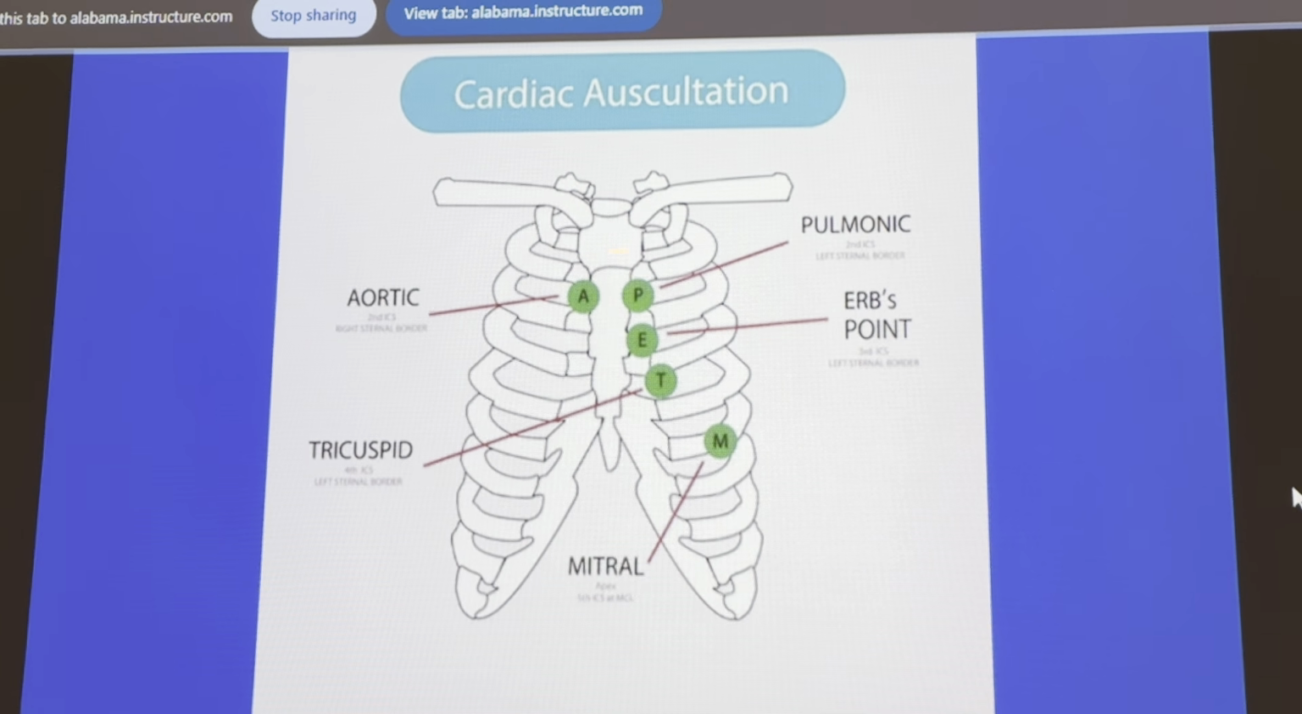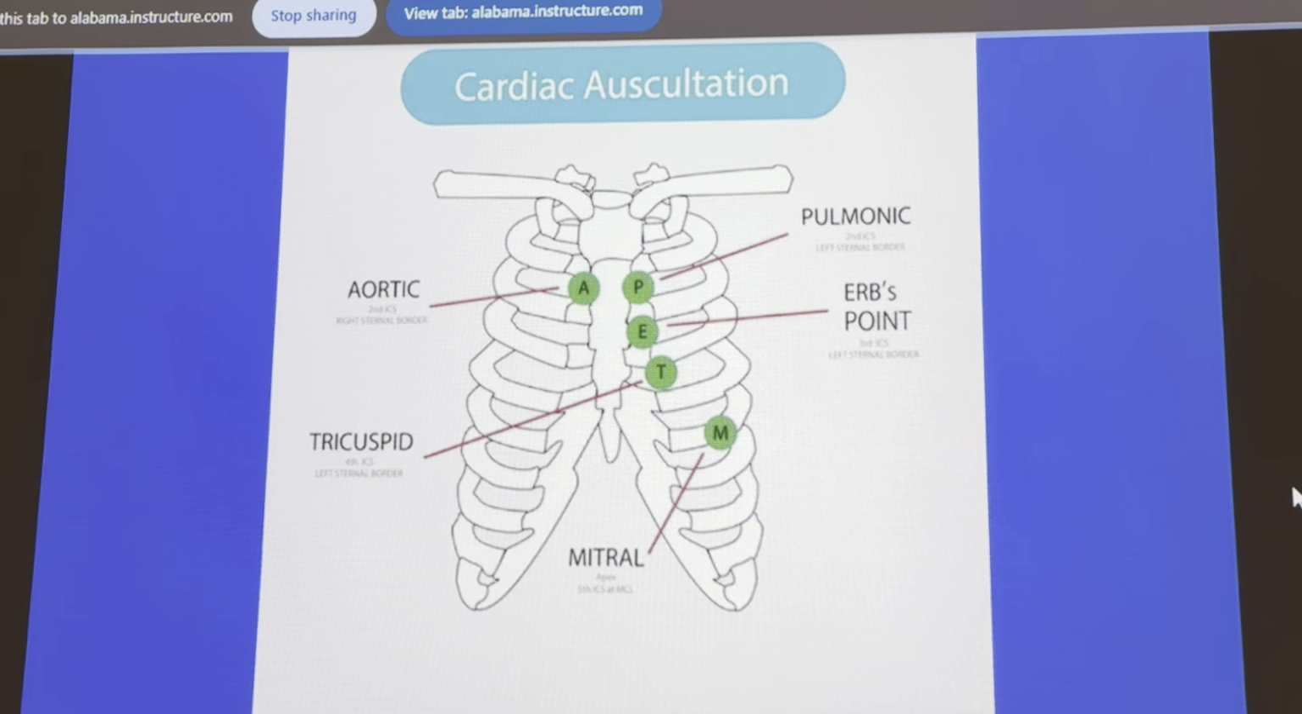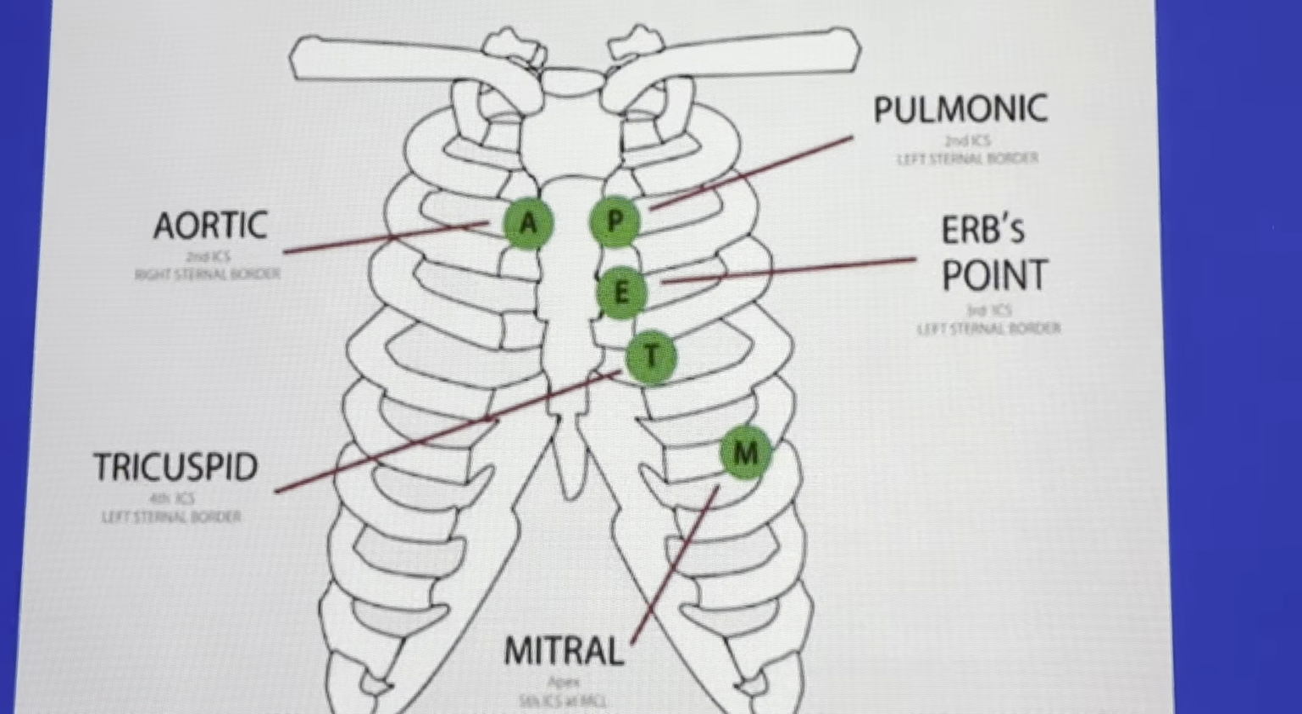Aortic, right here at the top. Second intercostal space, right sternal border. And then we move on to the pulmonary. Second intercostal space, left sternal border, right? Erb's point, we don't really care about that, but we'll talk about it. Third intercostal space, left sternal border. Our tricuspid valve: fourth intercostal space, left sternal border. And then our mitral valve: fifth intercostal space, but we're no longer on that left sternal border. We're mid-clavicular. Left mid-clavicular.